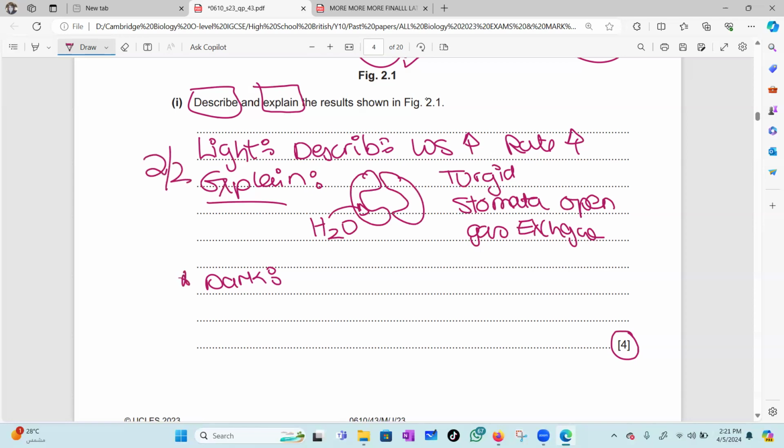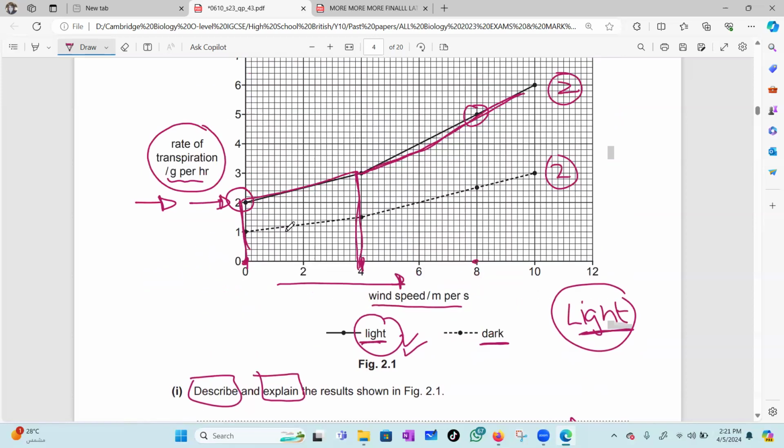Now in the dark, can you describe what is happening to the rate of transpiration in the dark? Let's go to the graph. This is the dashed line. What is happening to the rate of transpiration in the dark? But there is increasing wind speed. You are simply reading the answer. Yes, it is also increasing.